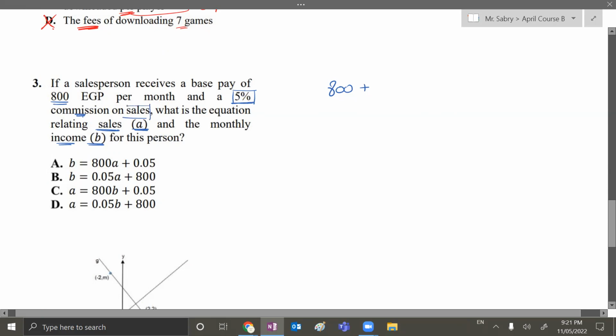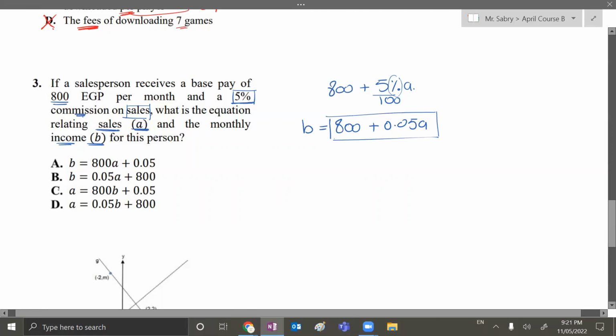So the 5% must be multiplied by the sales, which is A. So I should put here 5% multiplied by A. But then if I want to remove the percentage sign, I will need to divide this by 100. So it will become 800 plus 0.05 A. This is how I'm going to express my total income, which is B.